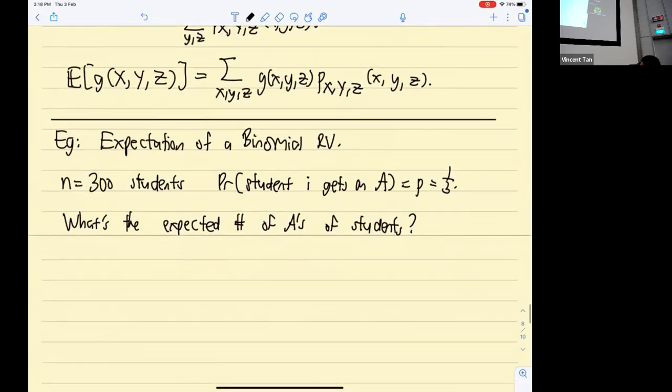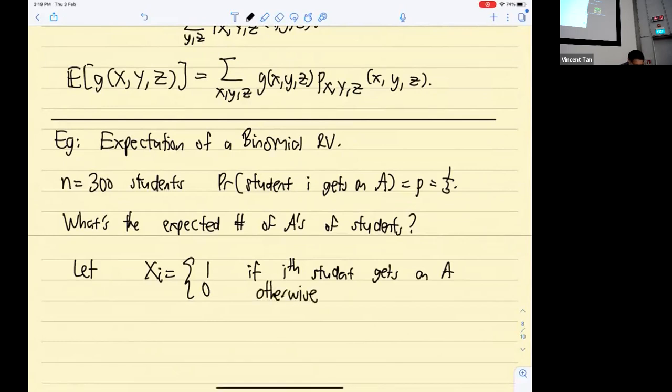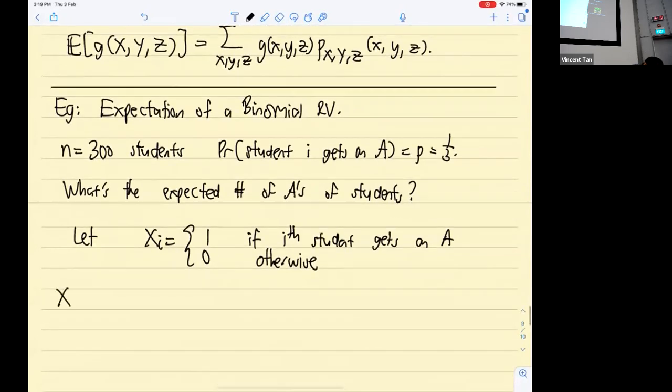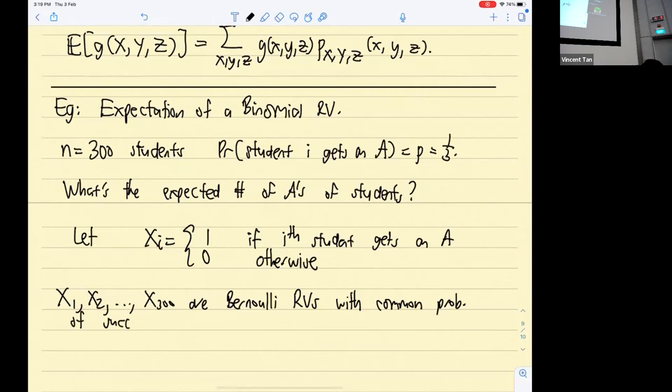But let us try to formalize this. Let Xi be the following indicator random variable. This 1, 0 variable is called an indicator or Bernoulli random variable. Xi takes on the value 1 if the ith student gets an A, otherwise Xi is equal to 0 if the ith student does not get an A. So clearly X1, X2, all the way up to X300 are Bernoulli random variables, actually they are independent, but never mind. Bernoulli means 0, 1 valued, as I mentioned at the start of this lecture, with common probability of success. By success, we mean getting an A. Common probability of success, P equals 1/3.